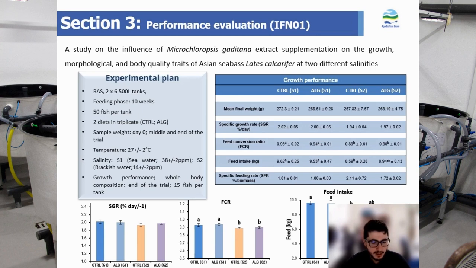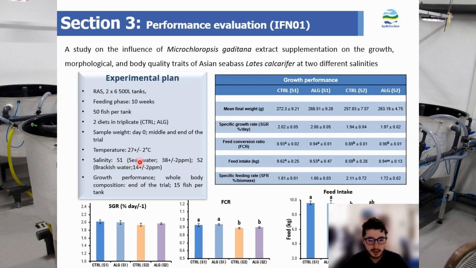As you can see in the experimental plan, the trial was conducted in a RAS with 2 twin systems of 6 × 500 liter tanks. The feeding phase was performed for 10 weeks and 50 fish were split in each tank. Sample weighing was performed at day 0, middle and the end of the trial. The temperature was kept in a range of 27 plus minus 2 degrees, and 2 salinities were tested.